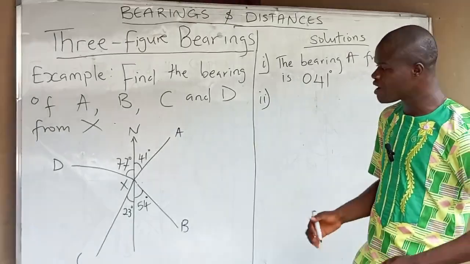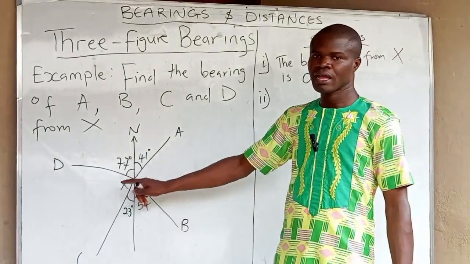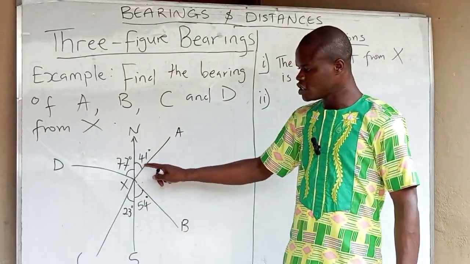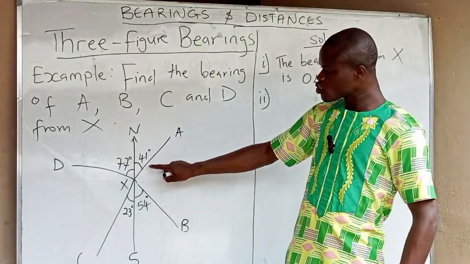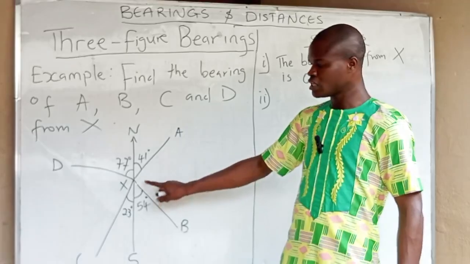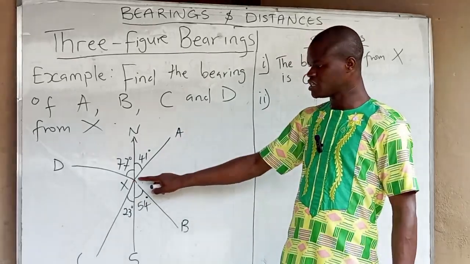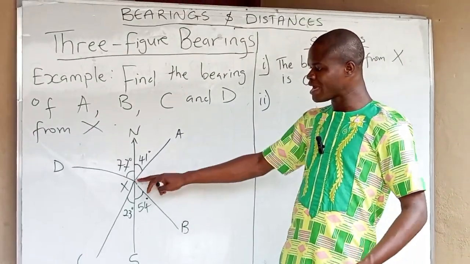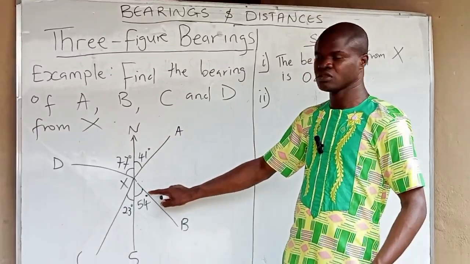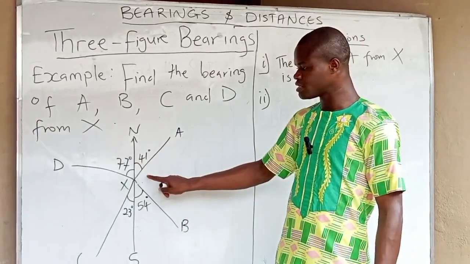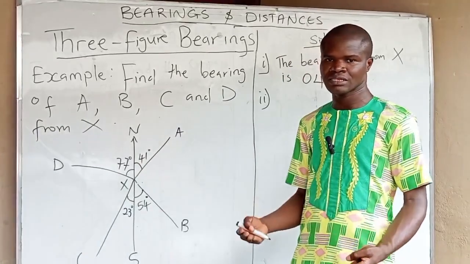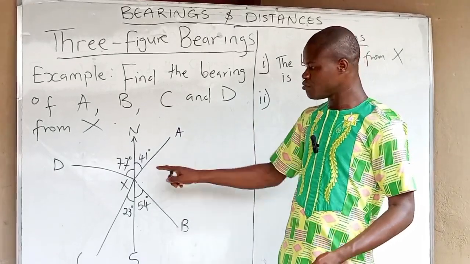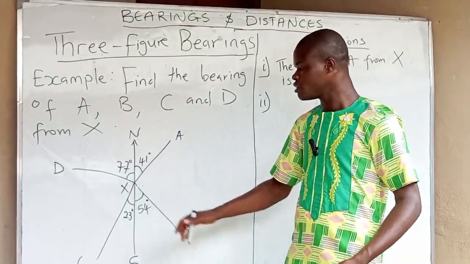Number two, we are asked to find the bearing of B from x. Of course, you know that from north to south is 180 degrees. So it means we have to get the value of this angle, which is angle AXB, this very angle here. Once we know what the angle is, the bearing of B from x will be this angle plus this angle. Since this angle plus this angle plus this angle is 180 degrees, to get this missing angle, we are going to just do 180 degrees minus, in bracket, this angle plus this angle.